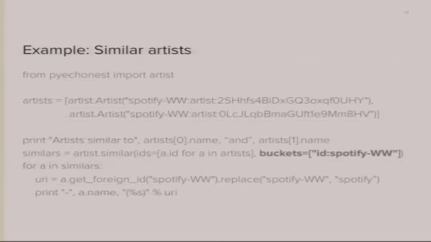Similar artists, very interesting feature. We can specify any number of artists, and then the similar artist search will return a list of artists that are similar to that group of artists. Here are the buckets again to specify that we want the Spotify artist URIs, iterate over them, and that's it. Turns out if you start with two famous Swedish bands, Roxette and ABBA, the most similar one is Ace of Base. I guess that makes a lot of sense.